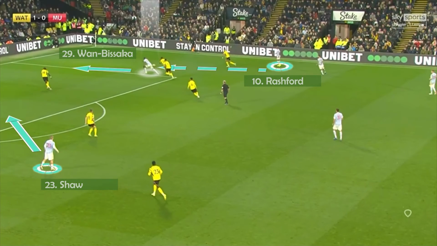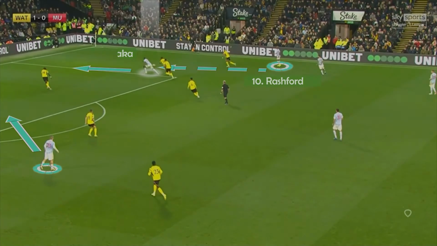Wan-Bissaka exchanges the ball with Rashford, who's pulled to the right-hand side along with Fernandes. Rashford plays a good ball, good weight of pass down the line, where Wan-Bissaka is running onto the ball. So in his approach to the situation, he's doing everything right. But United do end up losing the ball because Wan-Bissaka can't beat the first man with his cross.